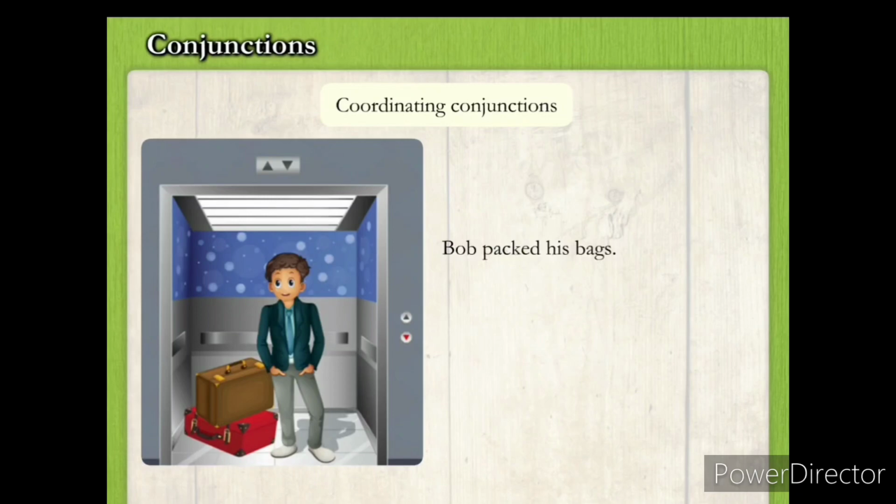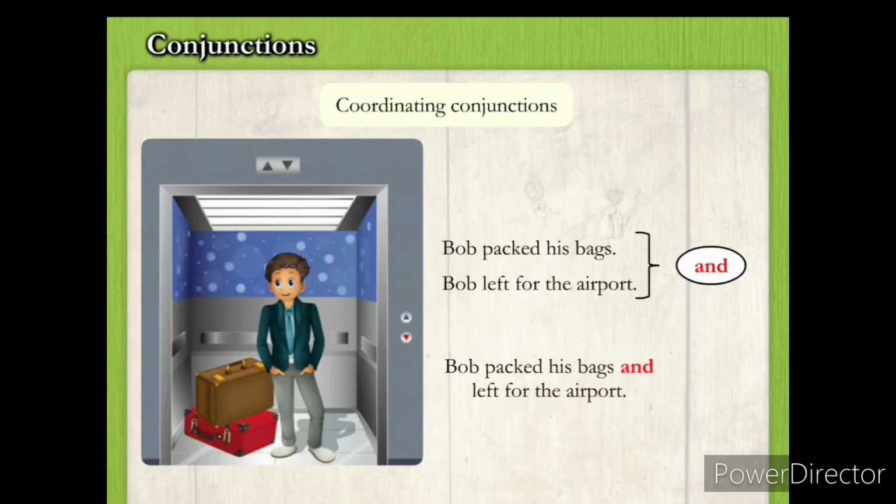Bob packed his bags. Bob left for the airport. We can join these two independent clauses using the coordinating conjunction and to show a connected chain of events. Bob packed his bags and left for the airport. It is important to note that when we use coordinating conjunctions, we may leave out words that are repeated.